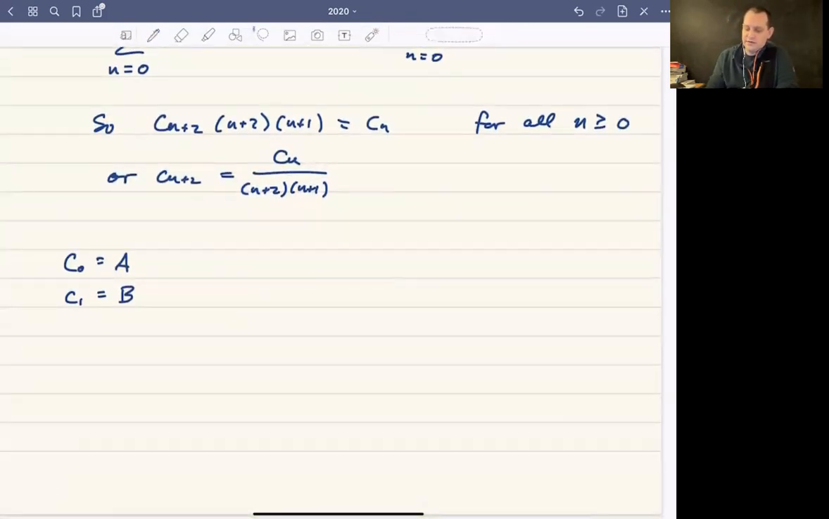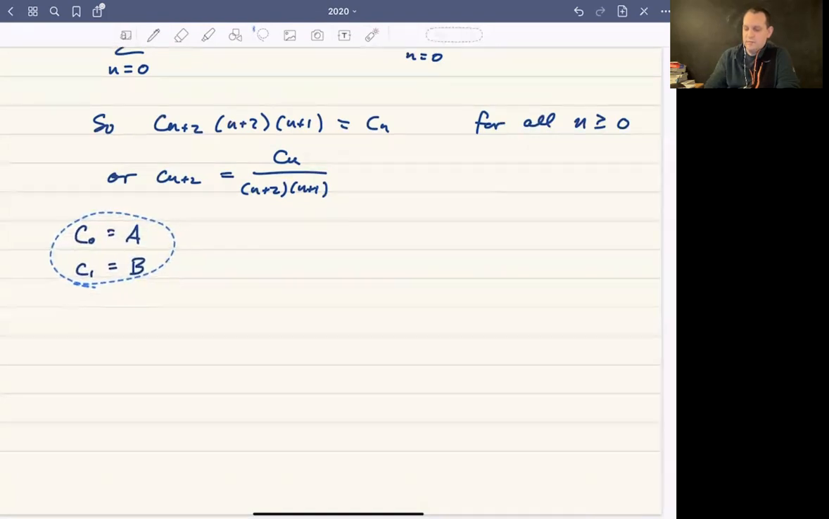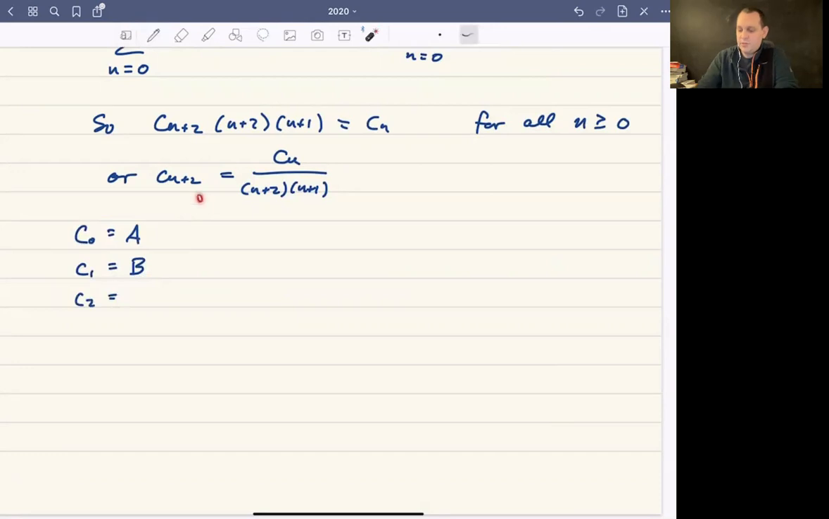So let's call c0 A and c1 we're going to call B. And then c2 is going to be what happens when we plug in n equals 0. So c2 is going to be the value 2 terms back, so c0 over 2 times 1. So this is A over 2 times 1. And again, just for the first ones, I'm not going to worry about simplifying because it's going to be easier to spot the pattern if all the values are in there.